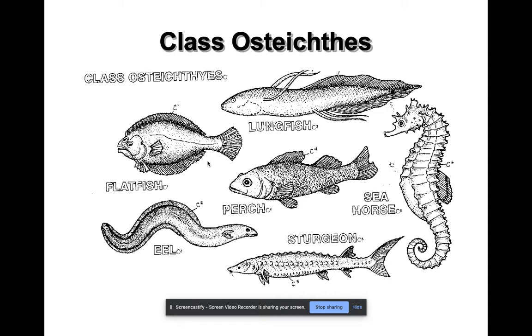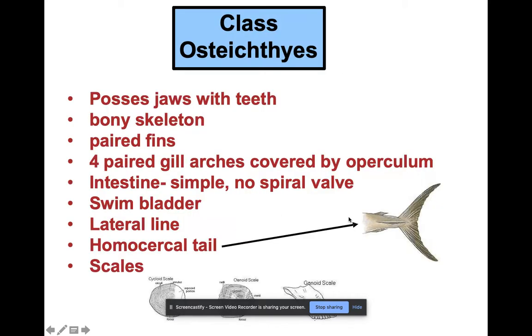So the bony fish. Flatfish, eel, sturgeon, which is kind of a weird one, seahorses, all these make up the Osteichthyes. So if you're following along on your hot sheet, we've got: possess jaws and teeth. It is a bony skeleton, very familiar. Four paired gill arches, covered by something called an operculum. And the operculum is basically a bony gill flap that's going to protect those gills. I'll show you a picture of that in just a second.